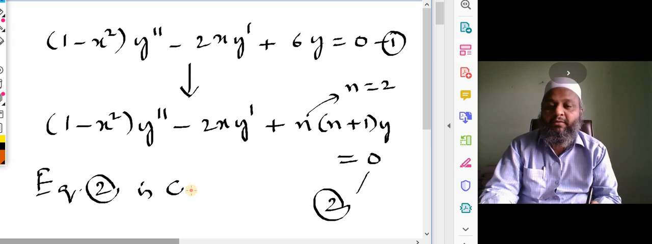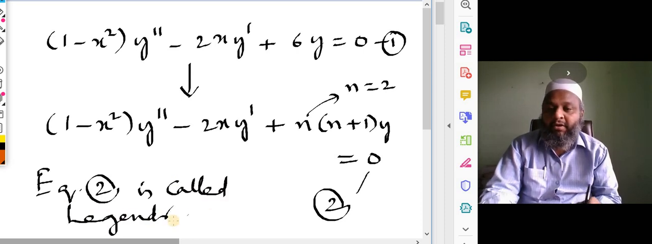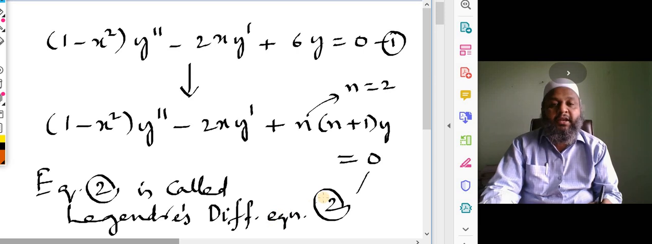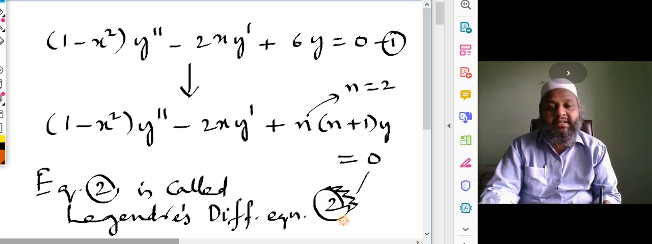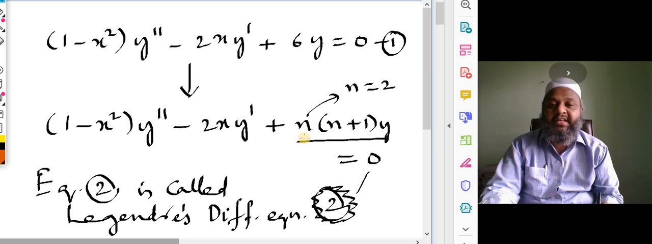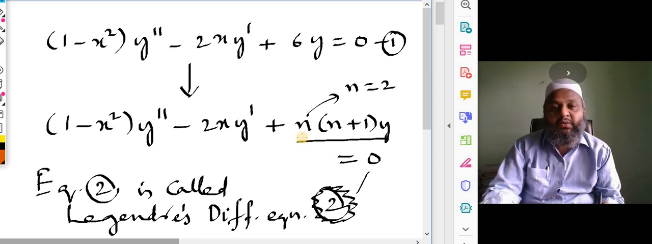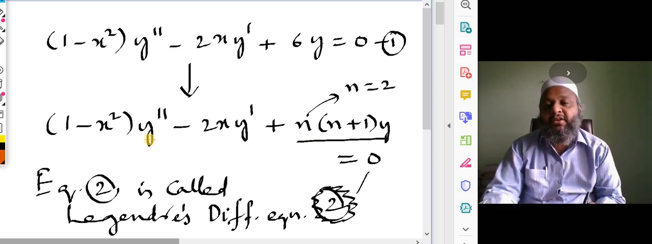This particular equation 2 is called Legendre's differential equation. Now comes the very special point: for this Legendre's differential equation, whatever n you substitute here, you will have two solutions because it's a second order differential equation.